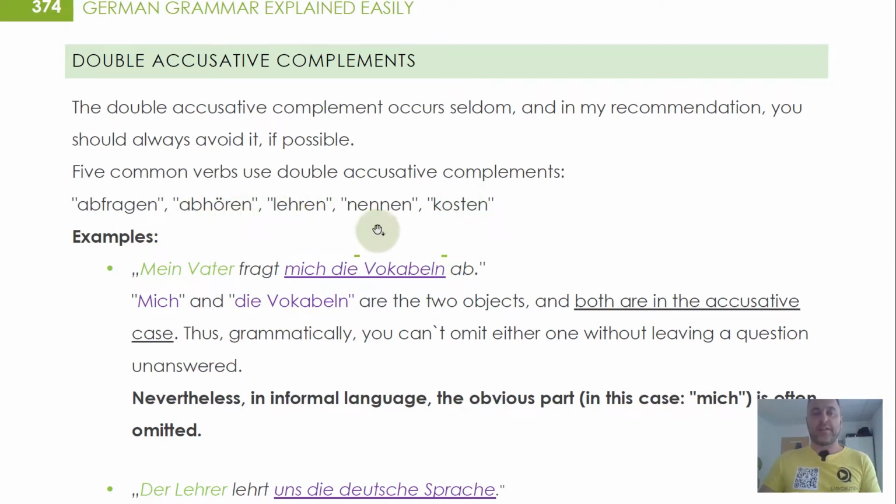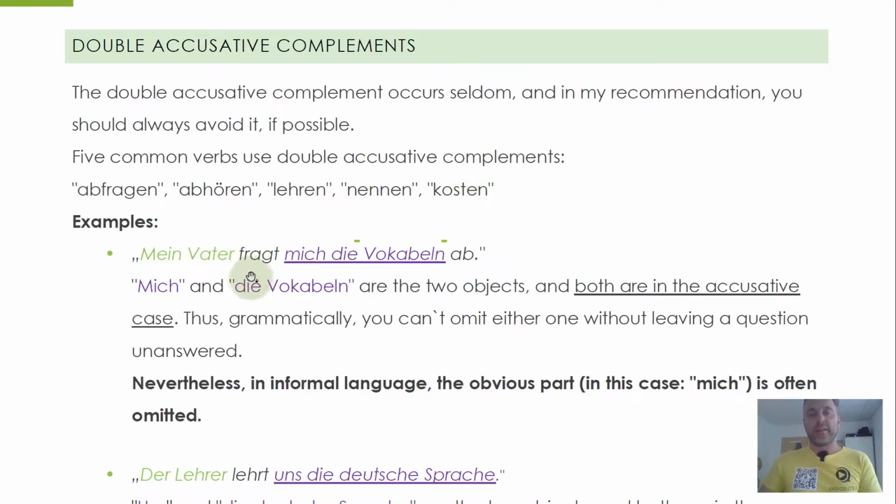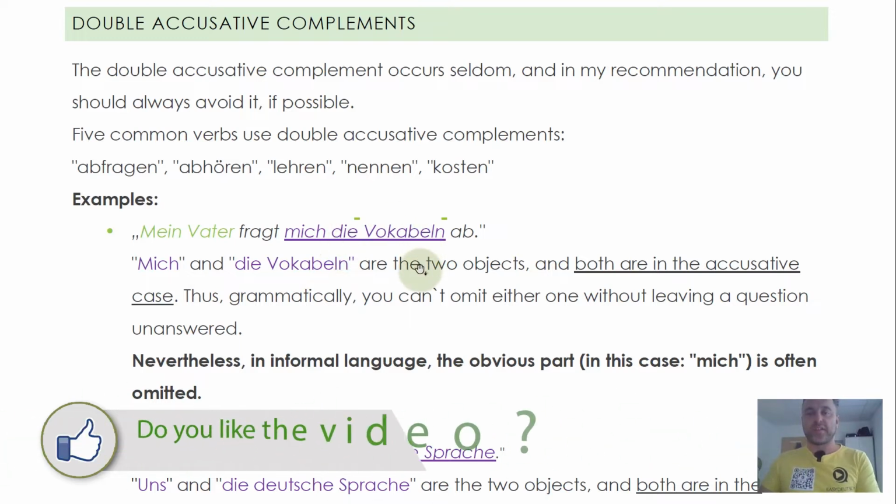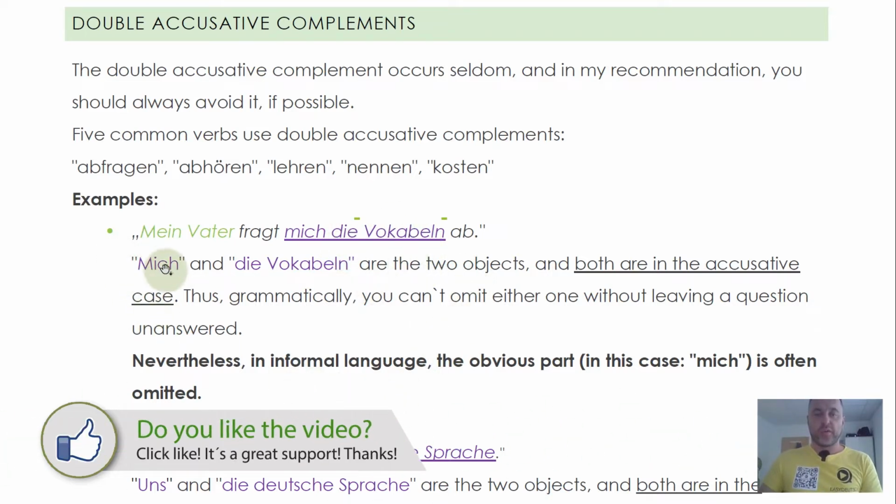Abfragen, abhören, lehren, nennen, and kosten. So, mein Vater fragt mich die Vokabeln ab. So, my dad is, well, checking vocabulary with me. Abfragen means to actually check your knowledge. So he's asking you a question about a topic. And it's here, mich. So who is he asking? And about what is he asking? So mich, who, and what, the vocabulary.